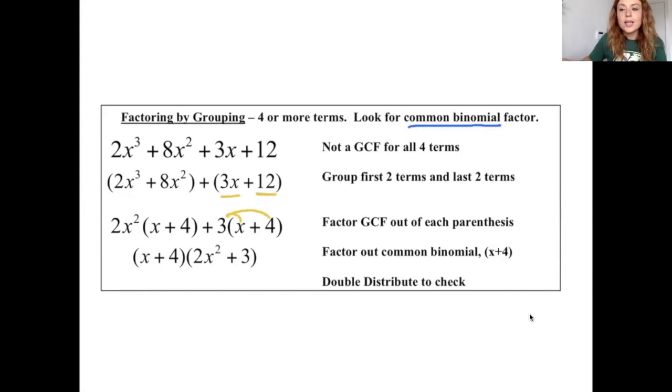So then we're going to factor out that common binomial now, like we did in the last one. We're going to see that there's a common binomial. It shares an x plus 4. So we're going to rewrite that one time, in parentheses. And then we're going to take those other pieces, 2x squared plus 3, and make their own factor. And then you could always double distribute, or FOIL, or shirts and pants to check your answer. Okay, so let's see this in action.